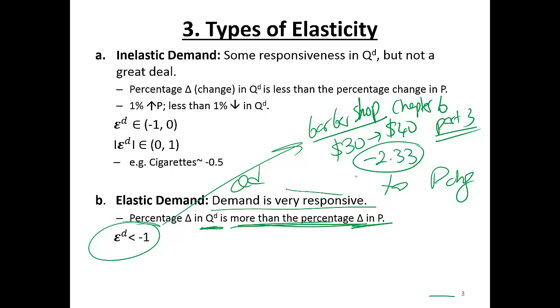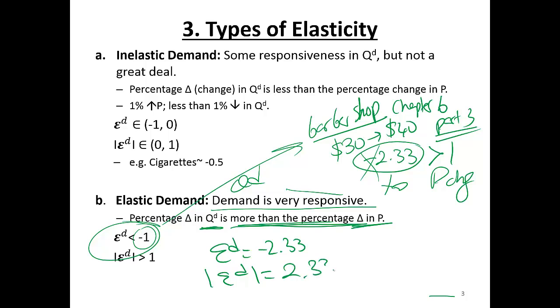negative 2.33. So this is a number that is less than negative 1. If when you calculate price elasticity of demand you find it less than negative 1, you have elastic demand. Or in absolute value, forget about the negative sign: if it's greater than 1, there you go. So if you calculate price elasticity of demand of negative 2.33, in absolute value it is 2.33, greater than 1, and it's classified as elastic demand.